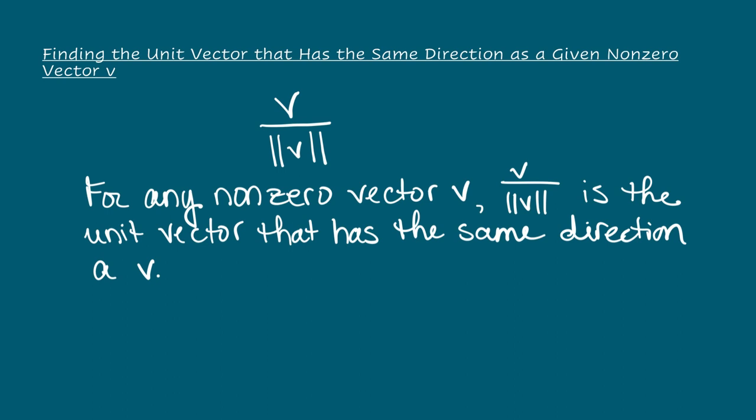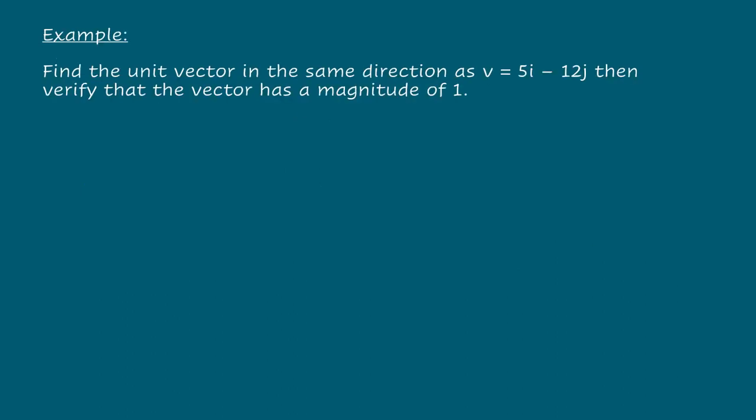So let's take a look at how we can apply this formula to find a unit vector with the same direction as a given vector. Find the unit vector in the same direction as v equals 5i minus 12j, and then let's verify that that vector has a magnitude of 1 by finding the magnitude. To find the unit vector in the same direction, we're going to use the formula we were given: v over the magnitude of v. So we're going to need to calculate the magnitude.